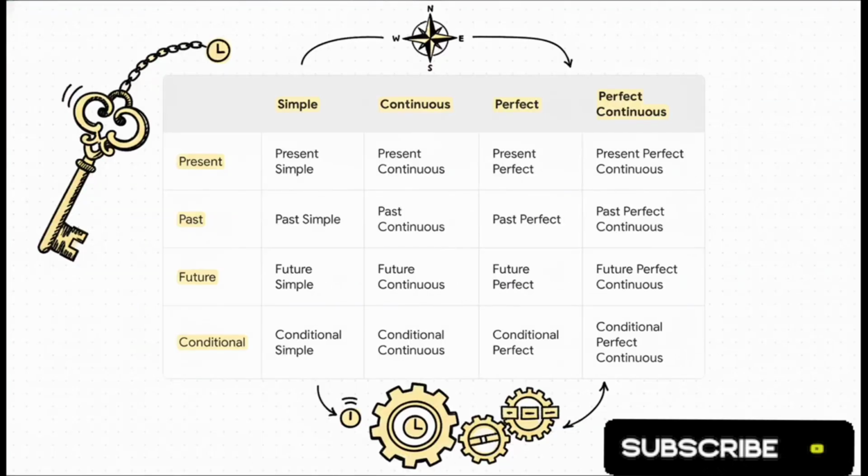And here it is, the master map. Just look at this for a second. Every single tense you've ever heard of is just a combination of two things. A time, like present, past, or future, and an aspect. The aspect just describes how the action happens. Is it simple? Is it ongoing? Is it finished? That's it. It's a system, not chaos.